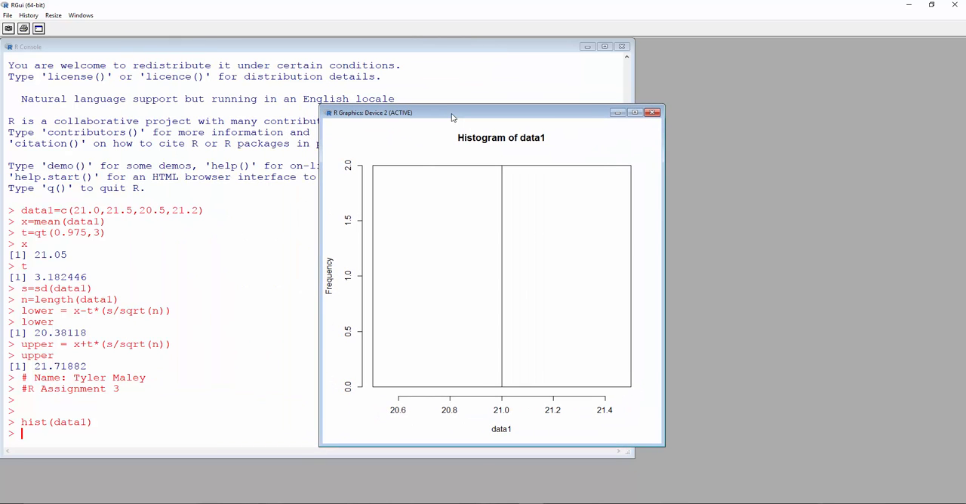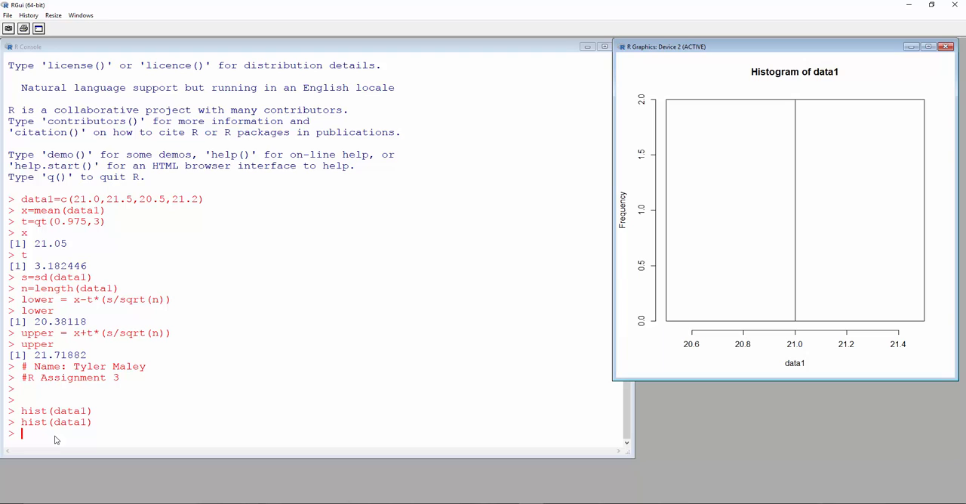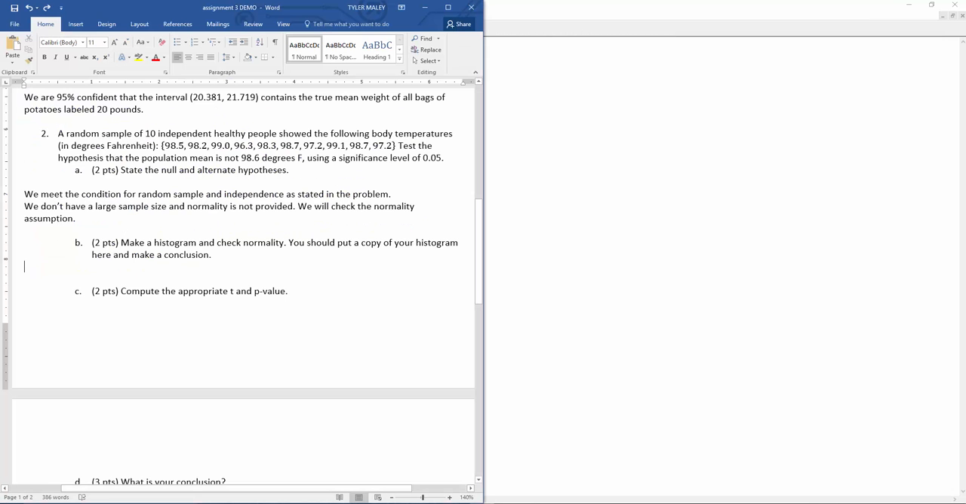That doesn't look right. Let me try again. Alright, so my R closed unexpectedly, so I apologize for that. So where we were on number 2, we were checking normality. So we need a histogram of our data.